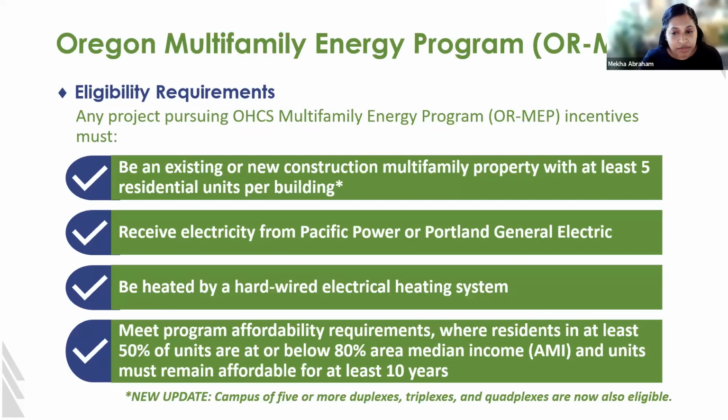To be eligible for OR-MEP, projects must meet the following requirements: be an existing or new construction multifamily property with at least 5 residential units per building. There is an update to this requirement that Julia will share more about later. Receive electricity from Pacific Power or Portland General Electric. Be heated by a hardwired electrical heating system. And last is to meet program affordability requirements where residents in at least 50% of the units are at or below 80% area median income, and those units must remain affordable for at least 10 years.